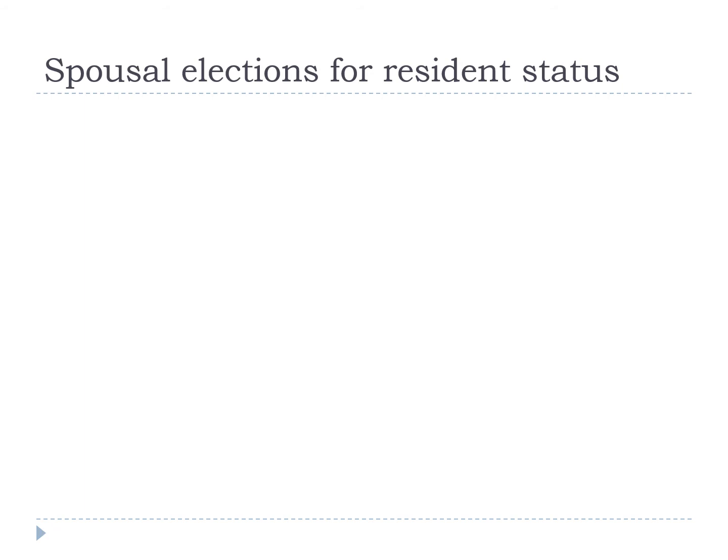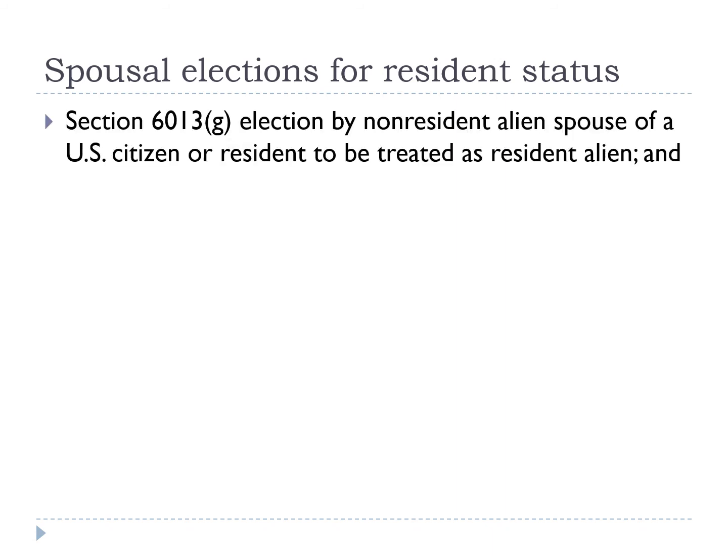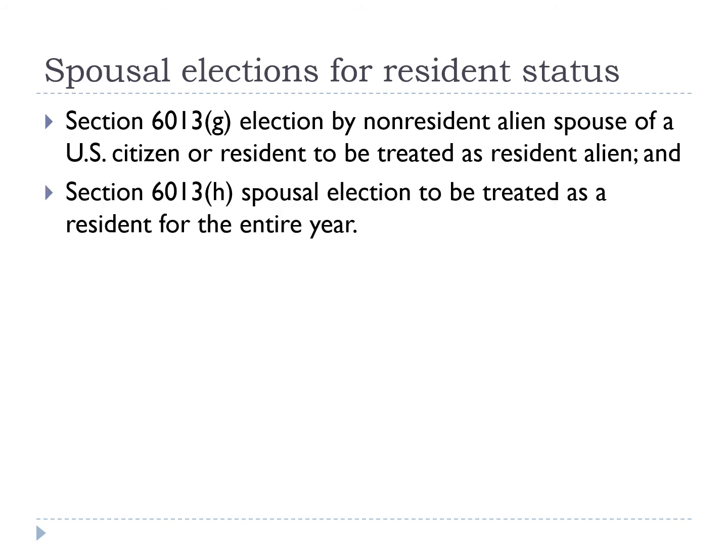Two different elections permit married non-resident aliens to elect resident status. These are the Section 6013(g) election by a non-resident alien spouse of a U.S. citizen or resident to be treated as a resident alien, and 6013(h), which is a spousal election to be treated as a resident for the entire year.